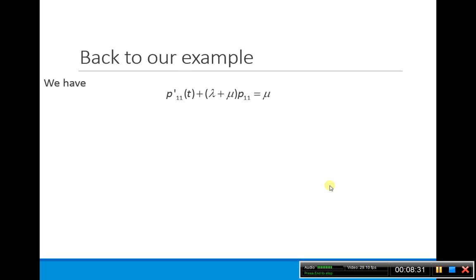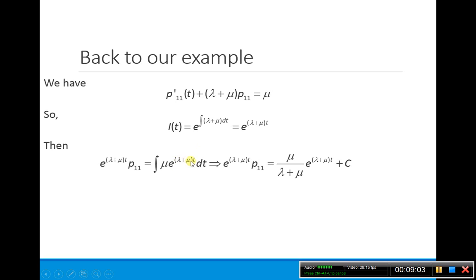Okay, so back to our example. Let's actually do an example of implementing this. So here's our example. We find our integrating factor. We said we have e to the integral of a, and so we integrate lambda plus mu dt. We just get lambda plus mu times t. Multiply both left and right-hand sides. The left-hand side we can just integrate, and we're left with our integrating factor times our P11. The right-hand side we multiply by our integrating factor, and we have this, which we can just easily integrate.